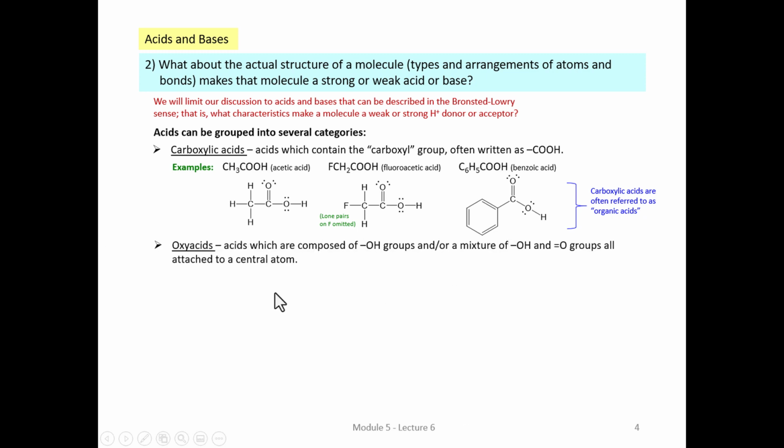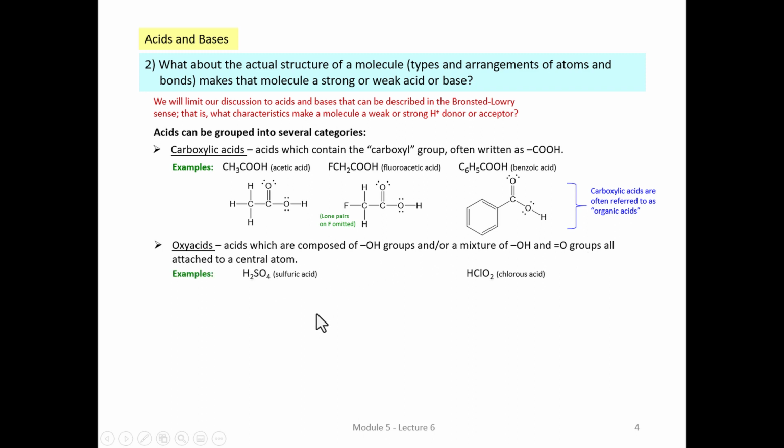A second type of acid that you commonly see in general chemistry courses are called oxyacids. Now these are acids which are composed of OH groups, and you think, well, that's odd. I thought that was a base. Well, hang on for a second. And or a mixture of OH and double bond O groups, all attached to a central atom.